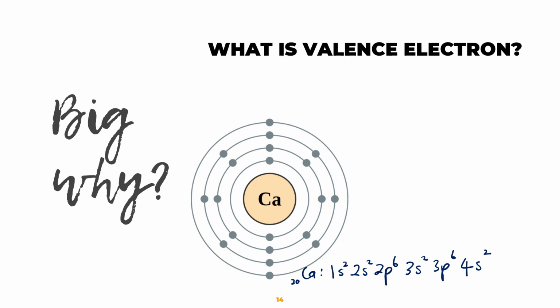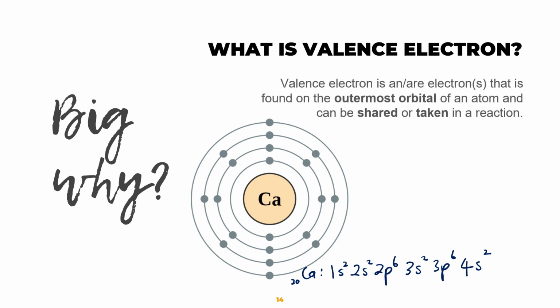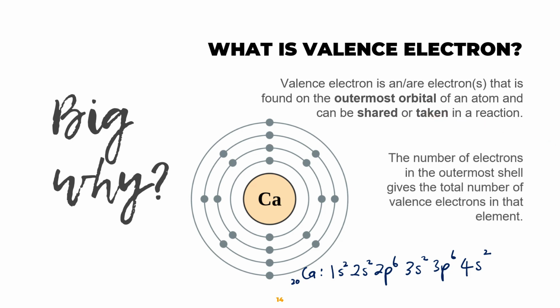Before we go to period, group and blocks in detail, let us see what valence electrons are. Valence electrons are the electrons found on the outermost orbital of an atom and can be shared or taken in a reaction. The number of electrons in the outermost shell gives the total number of valence electrons in that element. Let's take calcium as the example. Calcium has proton number 20, which equals its number of electrons, okay, because it is a neutral atom. The number of protons will equal the total number of electrons.